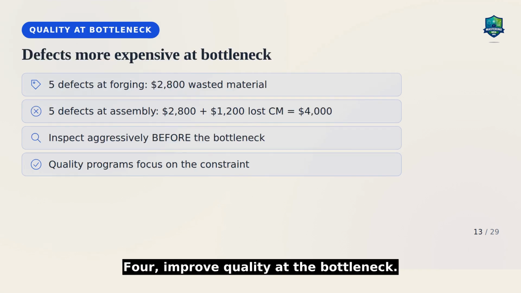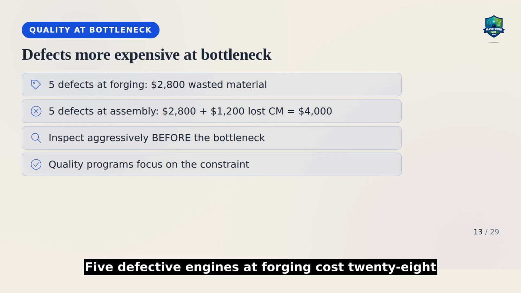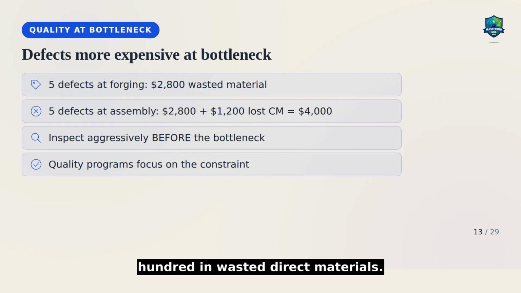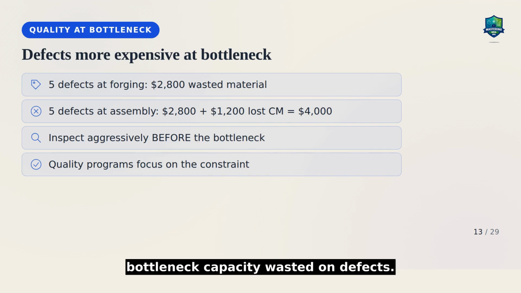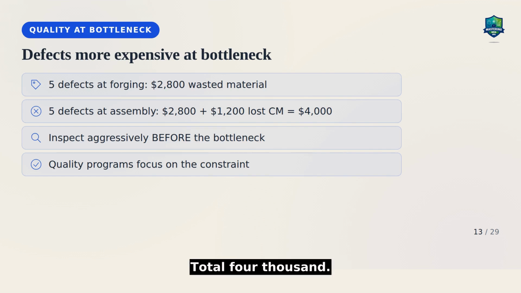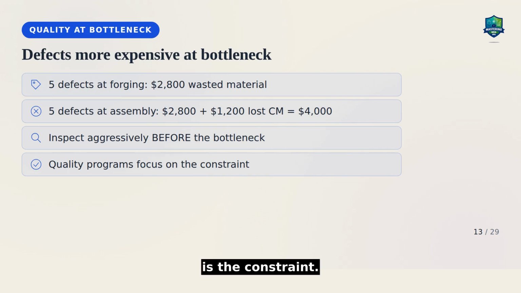4. Improve quality at the bottleneck. 5 defective engines at forging cost $2,800 in wasted direct materials. 5 defective engines at assembly cost the same $2,800 in materials, plus $1,200 in lost contribution margin from the bottleneck capacity wasted on defects. Total $4,000. Inspect aggressively before the bottleneck. Quality programs should focus on whatever station is the constraint.